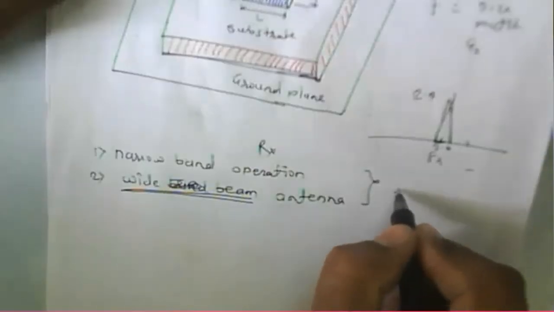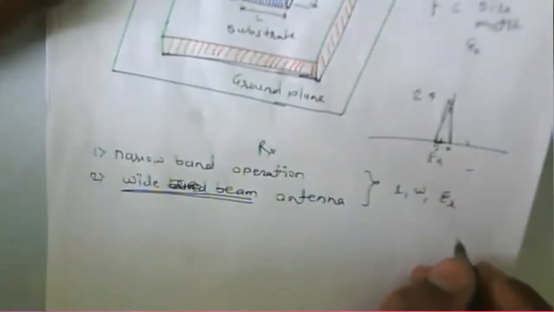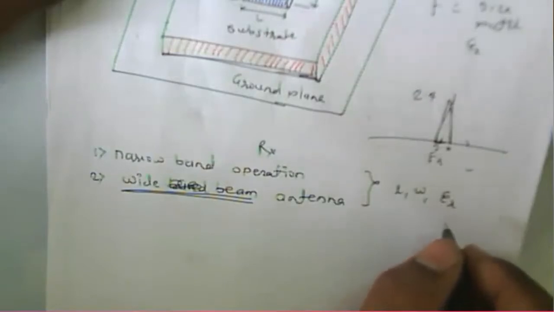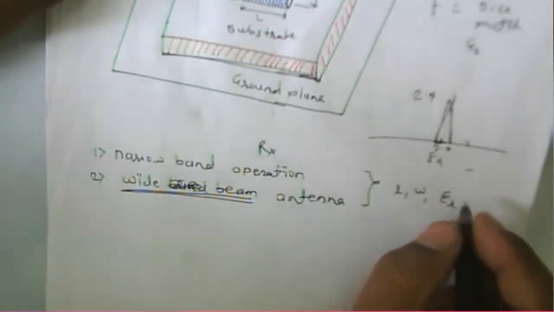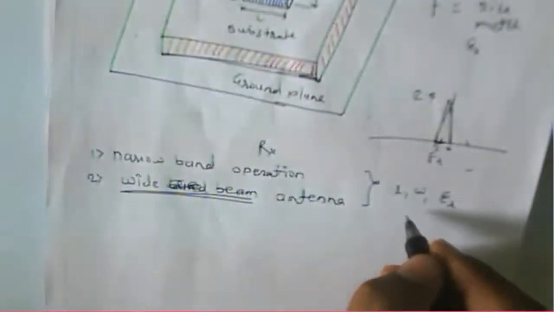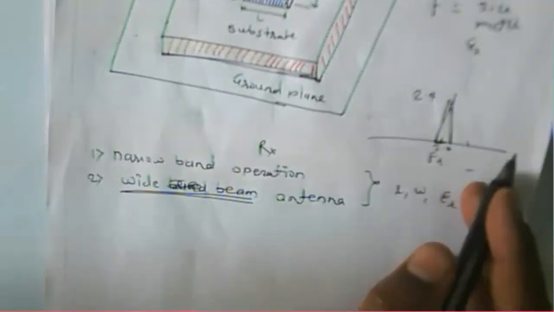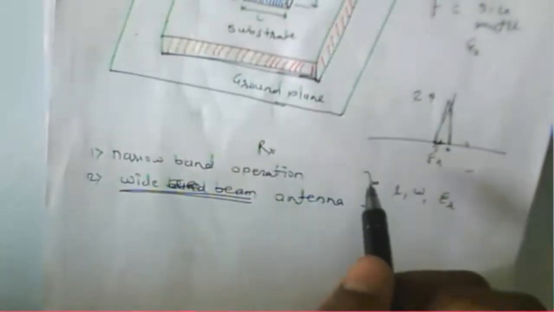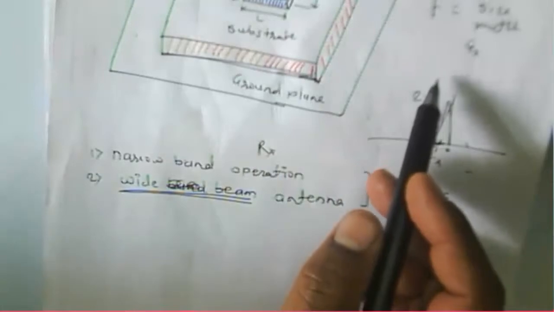Because of the narrow band of operation and wide beam of the antenna, all these parameters depend upon the length, the width, the size of that particular patch, and the dielectric medium or dielectric substrate we have. According to that, we can design this particular antenna for your particular frequency of operation. Generally, we say that various shapes can be designed: square, rectangular, and all other shapes.